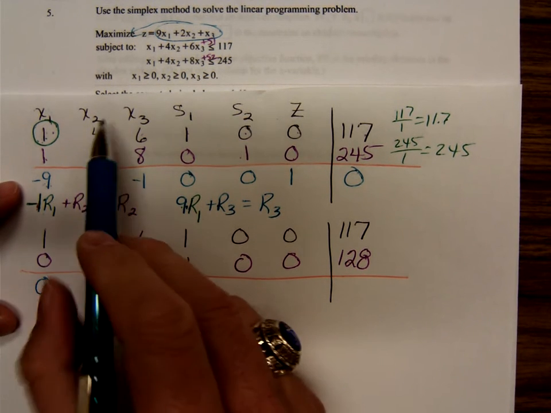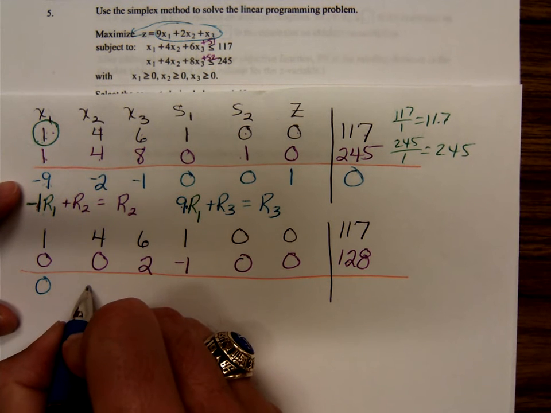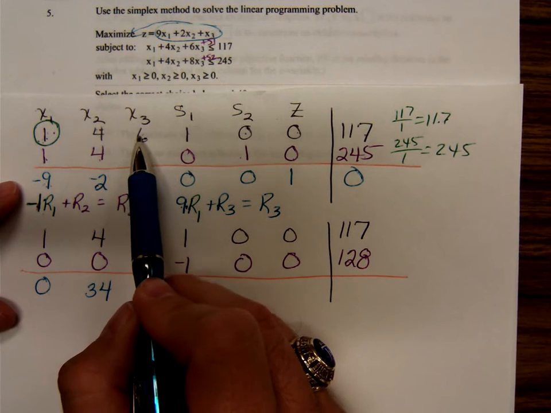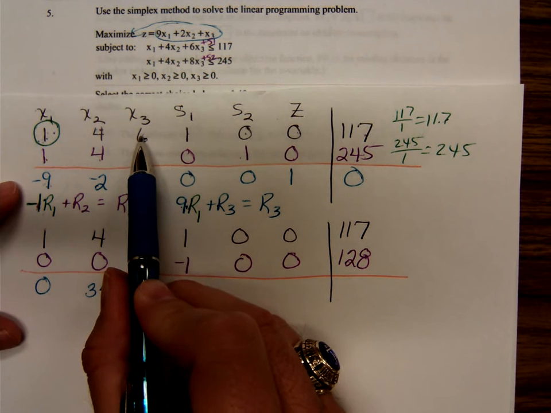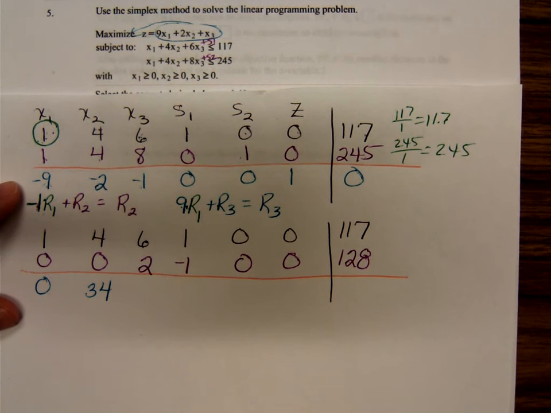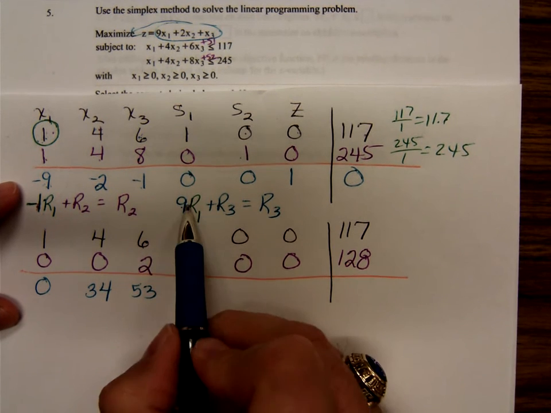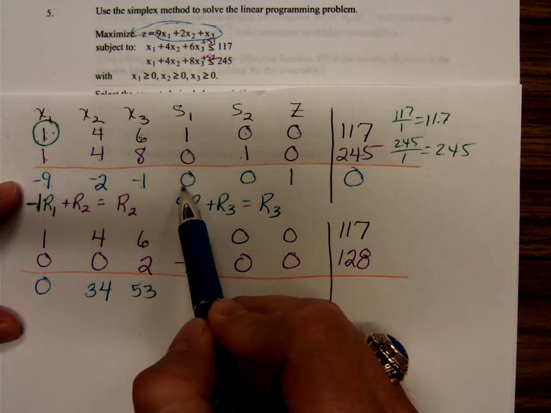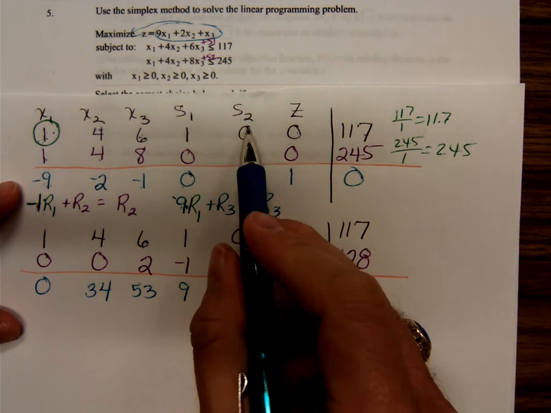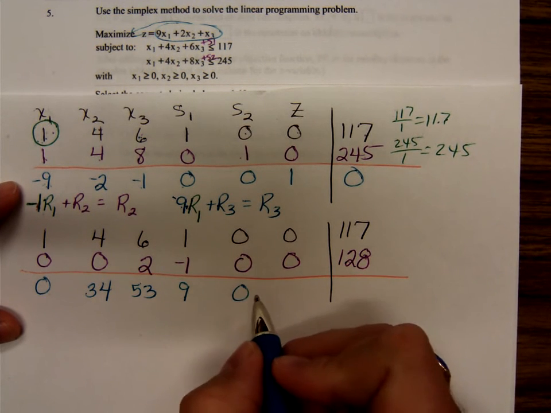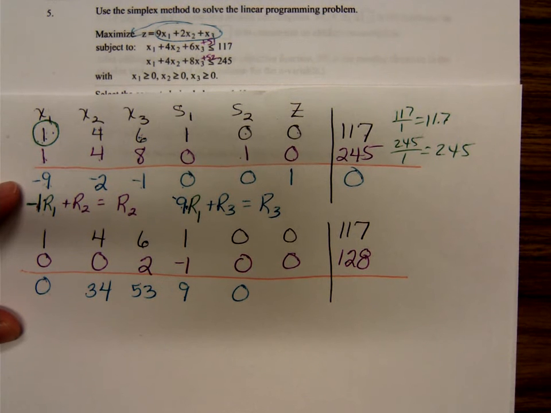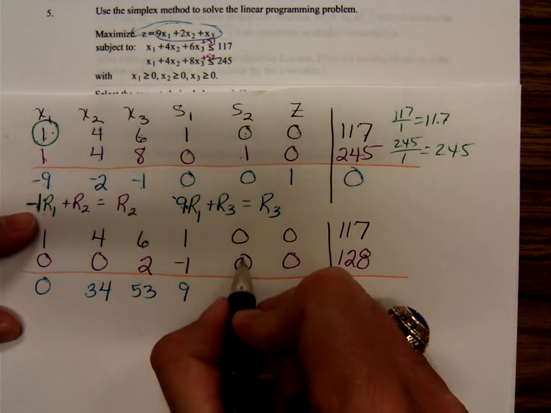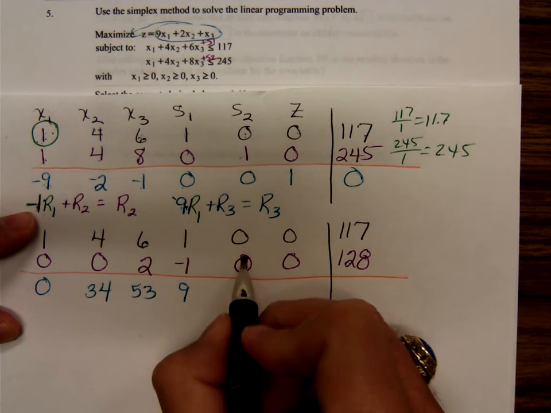9 times 4 is 36, minus 2, 34. Are y'all caught up with me? Are y'all doing these steps as I go? 9 times 6 is 54. Minus 1 is 53. 9 times 1 is 9. Plus 0 is 9. 9 times 0 is 0. Plus 0 is 0. Wait a minute, right here, where'd I get a 1 there? -1 times 0 plus 1, that should be a 1 right there.